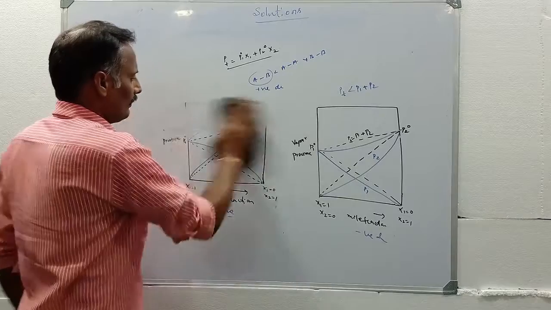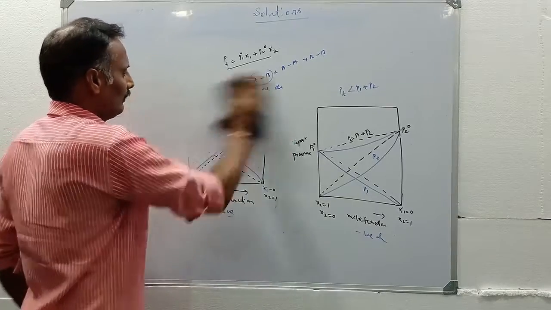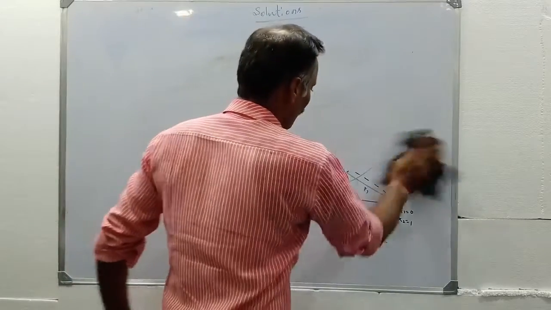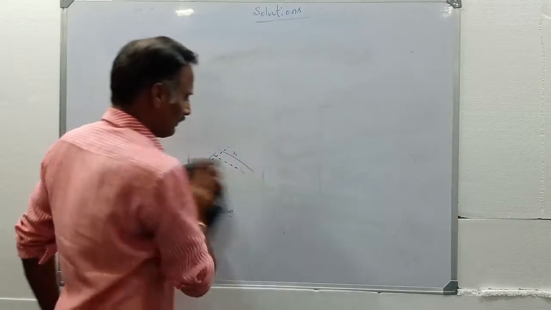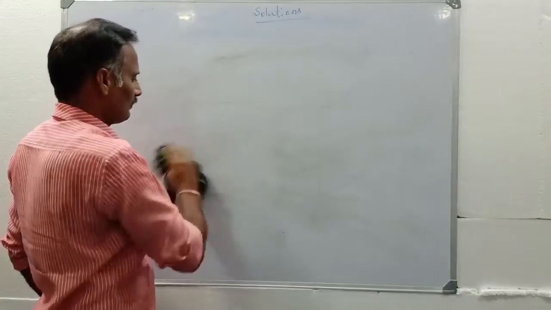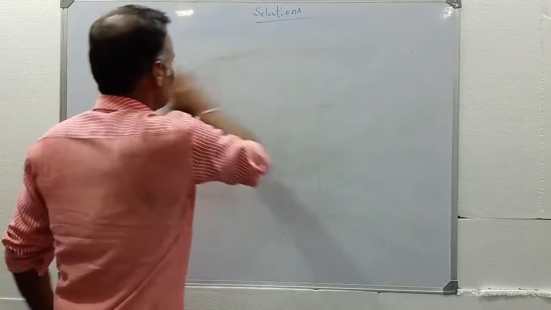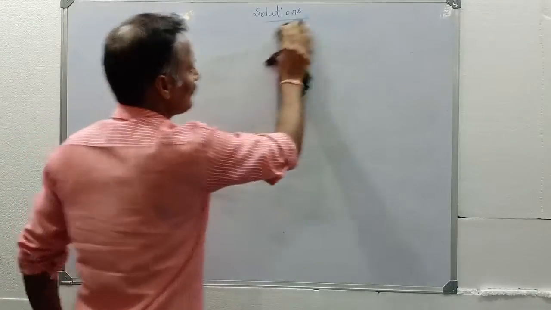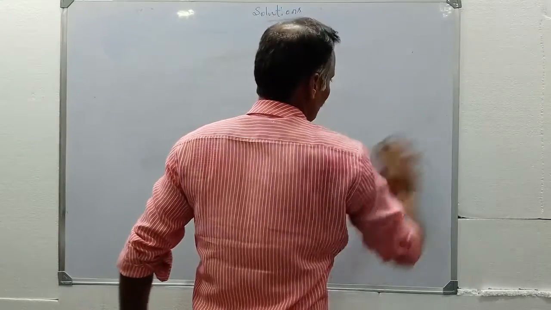Then after this, we are discussing azeotropes. What are azeotropes? Azeotropes are binary mixtures having the same composition in the vapor phase as well as solution phase.